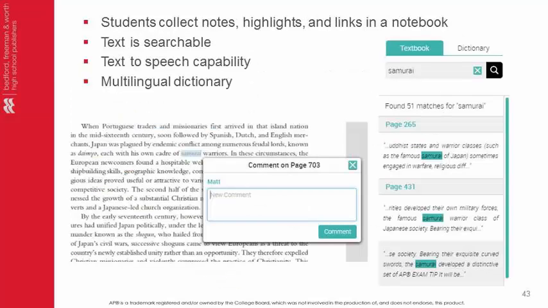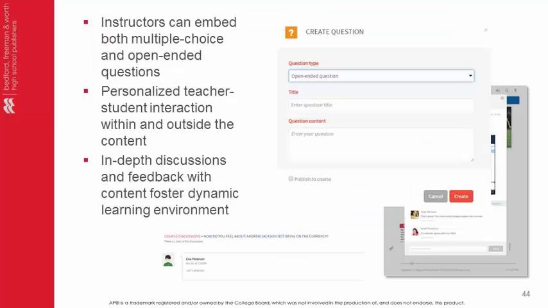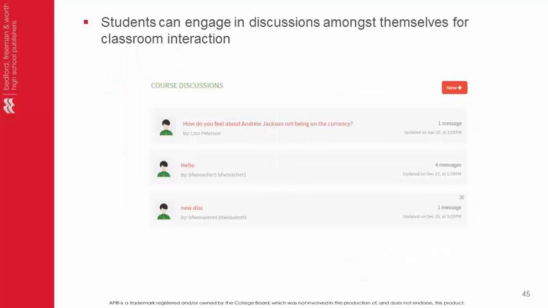Some options that your students will find useful are the ability to create their own notebook where they can collect notes, highlights, and links. The text is searchable, and there's a text-to-speech capability. There's also a multilingual dictionary. As mentioned before, teachers can create both multiple-choice and open-ended questions within the text for students to answer. This helps create a dynamic learning environment where in-depth discussions and feedback and personalized student-teacher interactions are available to ensure that students are learning and getting any help they may require. Student engagement is made easy in discussion posts.